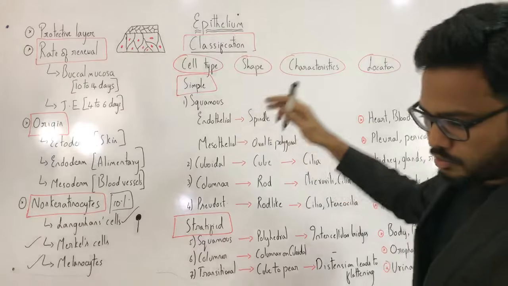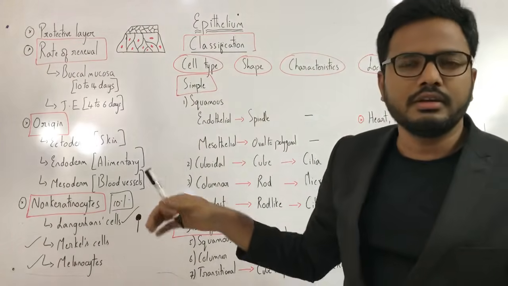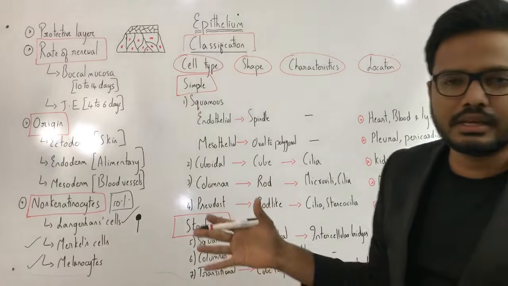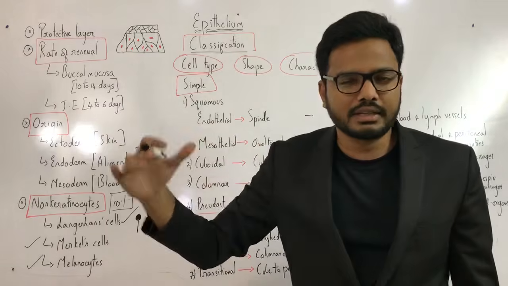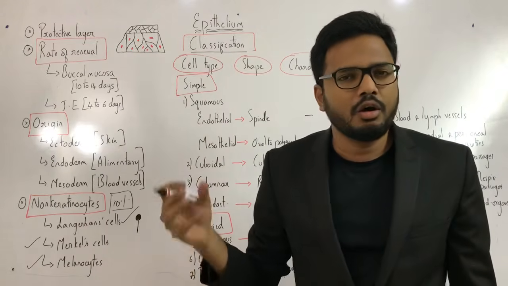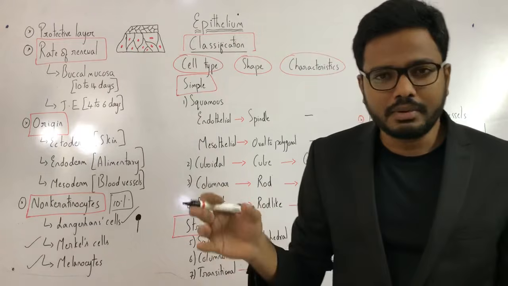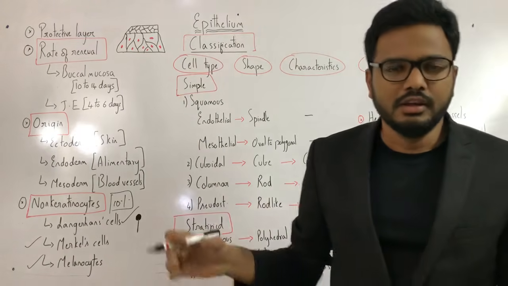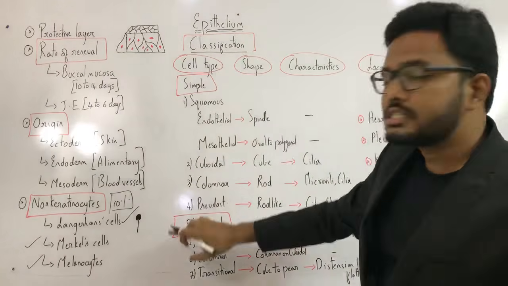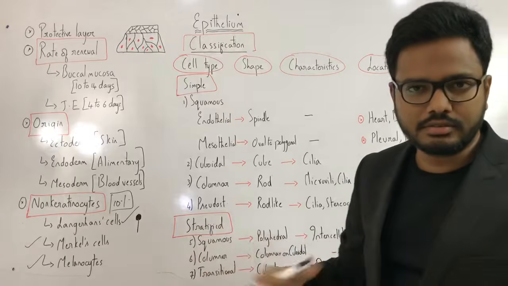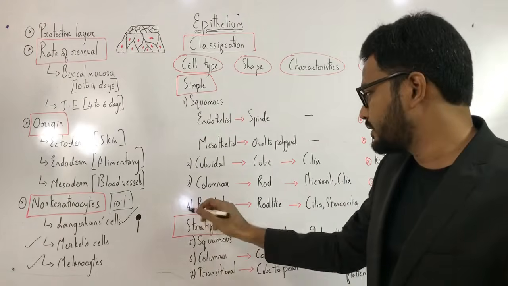Now, moving on, we have a classification here, right? Classification of these epithelial cells based on their shape, and based on their arrangement, whether they are arranged in a single layer or in multiple layers. Or we even have something called a hybrid, that is nothing but pseudostratified. If they are arranged in a single layer, we call them simple. If they are arranged in multiple layers, stratified, or if we have a third combination, that is pseudostratified.